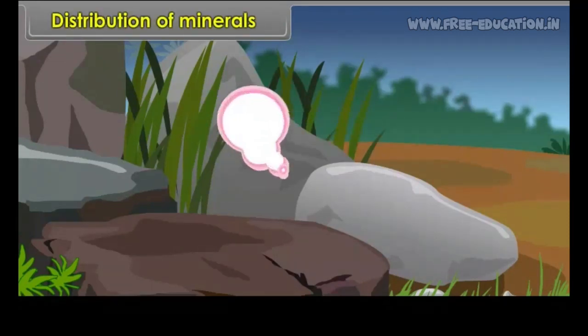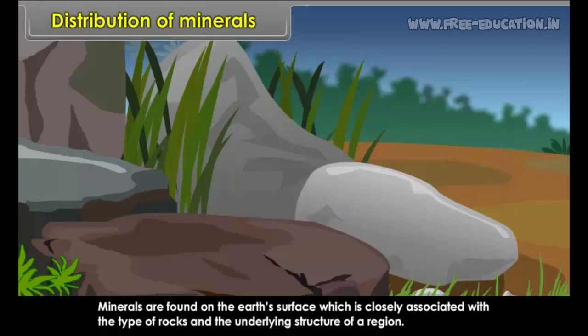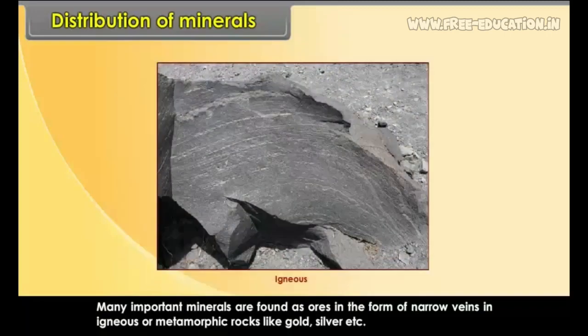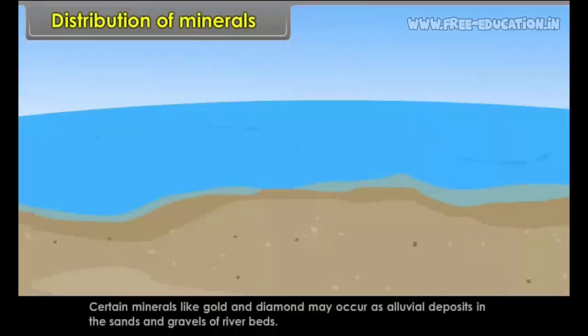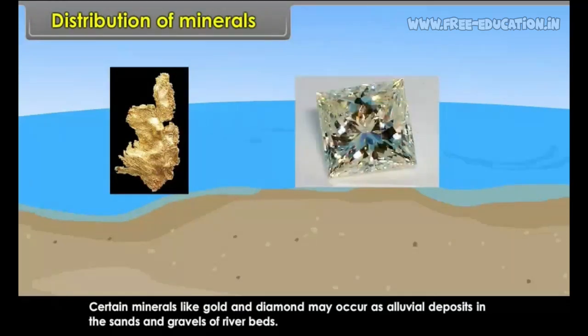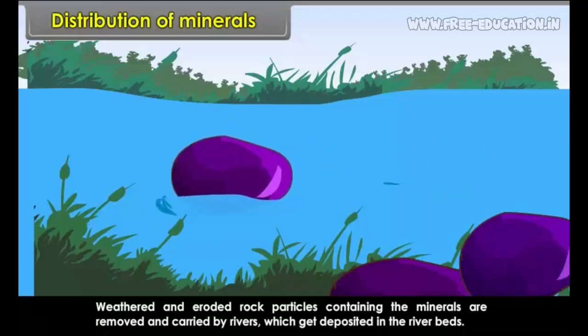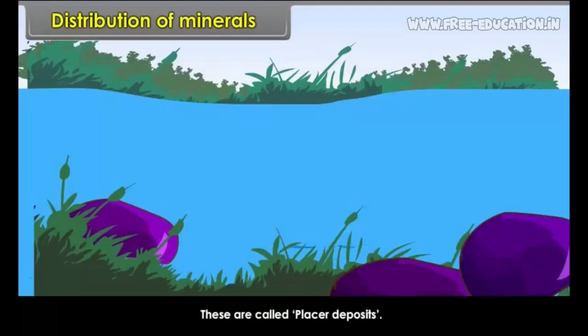Distribution of minerals. Do you know where these minerals are found? Minerals are found on the earth's surface, which is closely associated with the type of rocks and the underlying structure of a region. Many important minerals are found as ores in the form of narrow veins in igneous or metamorphic rocks, like gold, silver, etc. Certain minerals like gold and diamond may occur as alluvial deposits in the sands and gravels of river beds. Weathered and eroded rock particles containing the minerals are removed and carried by rivers, which get deposited in the river beds. These are called placer deposits.